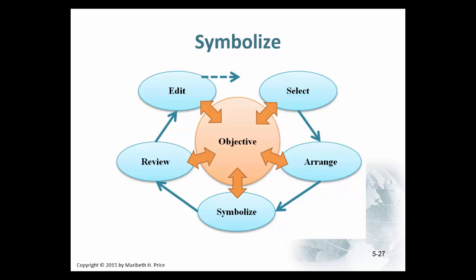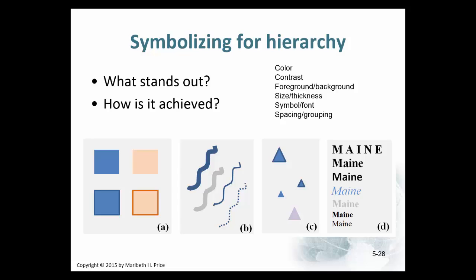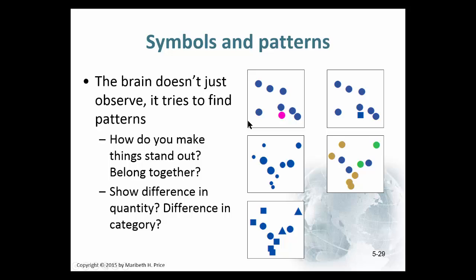Symbols are a very important element of map design. Symbols are used to create hierarchy. Deeply saturated colors, thick lines, and large symbols tend to draw your attention. Our brain doesn't just stop and look. It naturally tries to look for patterns. How do you make things stand out or belong together?